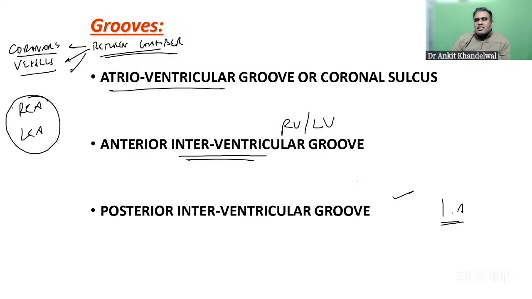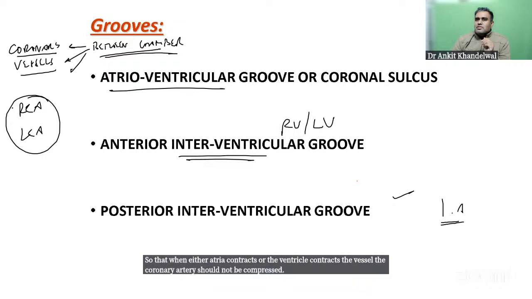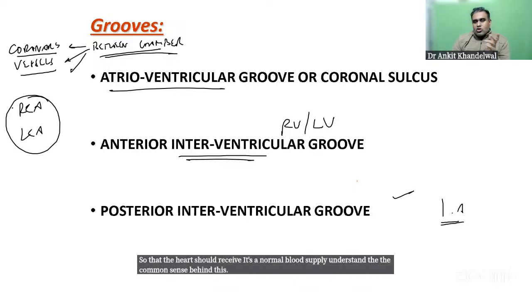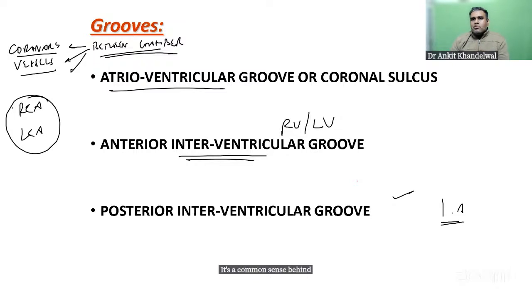So therefore, the vessels lie between the ventricles and the atria, so that when either the atria or the ventricle contracts, the coronary artery should not be compressed. So that the heart receives its normal blood supply. Understand the common sense behind this. It's common sense behind the anatomy of the human body.